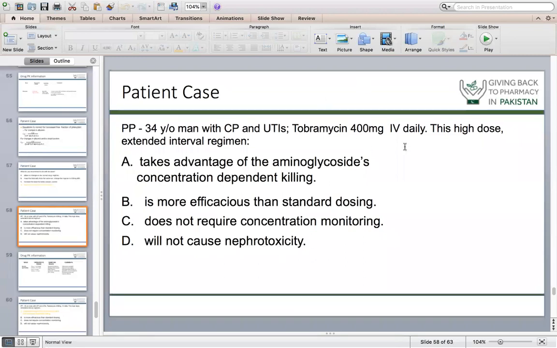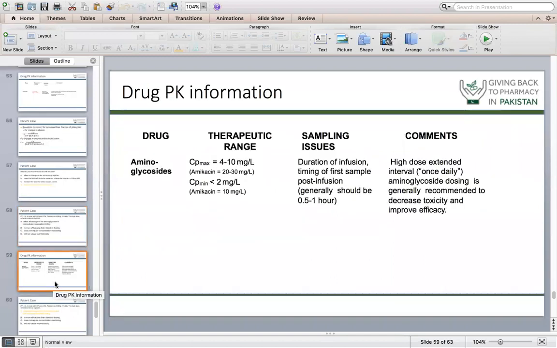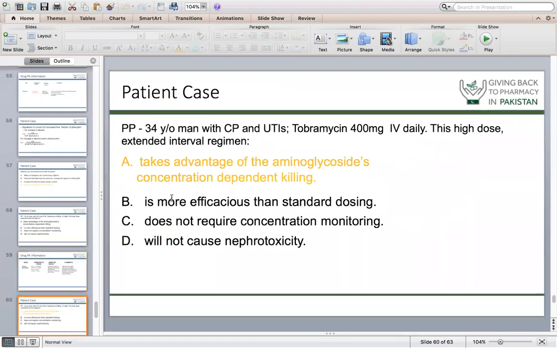This dose is pretty much high. And what do you think will be the reason? Let's review the last slide of our presentation. For aminoglycosides, this is the PK information, you need to memorize this table. For aminoglycosides, high-dose extended interval or once daily dosing is generally recommended to decrease toxicity and improve efficacy. By clinical trials, it has been estimated that high dosing or once daily dosing increases efficacy and decreases toxicity. So what will be the right answer?